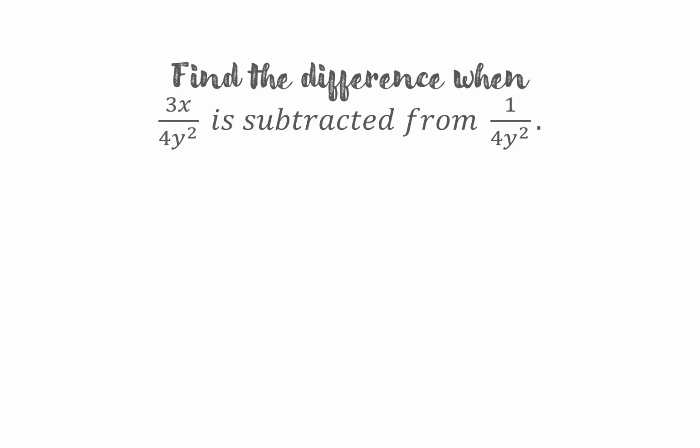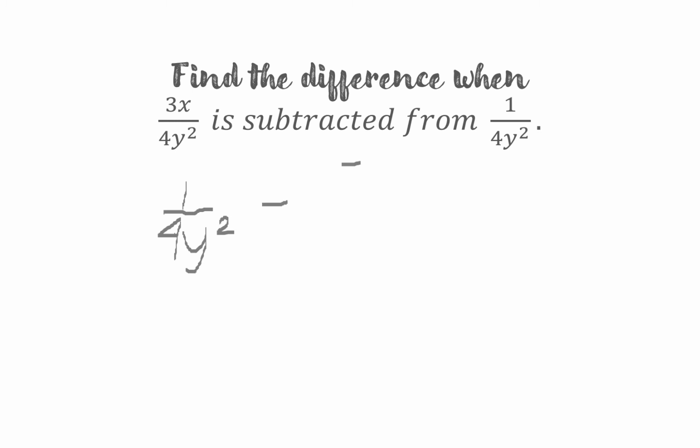Okay, so next example. Find the difference when 3x over 4y squared is subtracted from 1 over 4y squared. So, find the difference. So, this time, we're going to subtract two rational algebraic expressions. Pero intindihin nyo that 3x over 4y squared is subtracted from. So, ibig sabihin, ibinawas siya sa 1 over 4y squared. So, pag sinulat natin siya, that will be 1 over 4y squared.